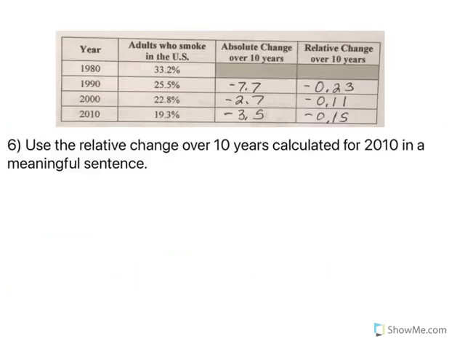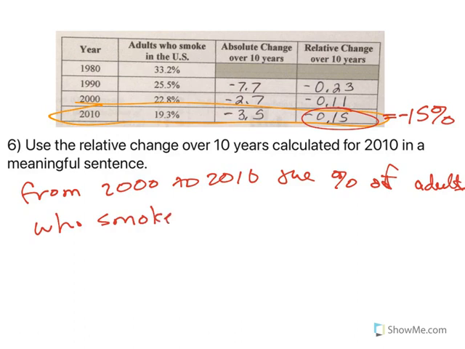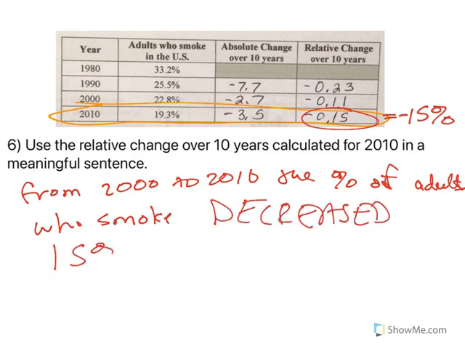Now let's use that to answer some questions. Use the relative change over 10 years calculated for 2010 in a meaningful sentence. Okay, so 2010, we're talking about relative change, so that's negative 15%. From 2000 to 2010, the percent of adults who smoke decreased 15%.